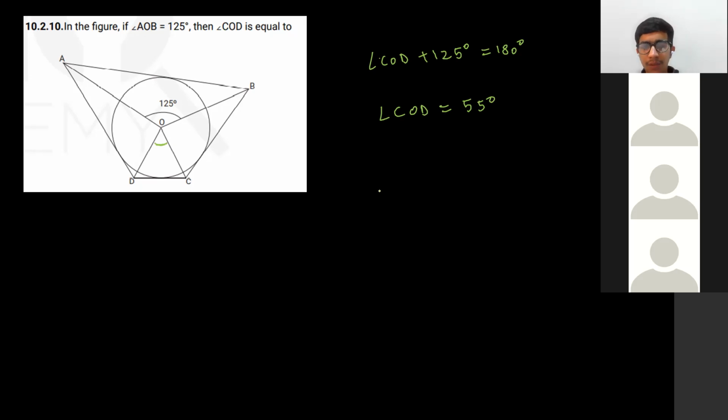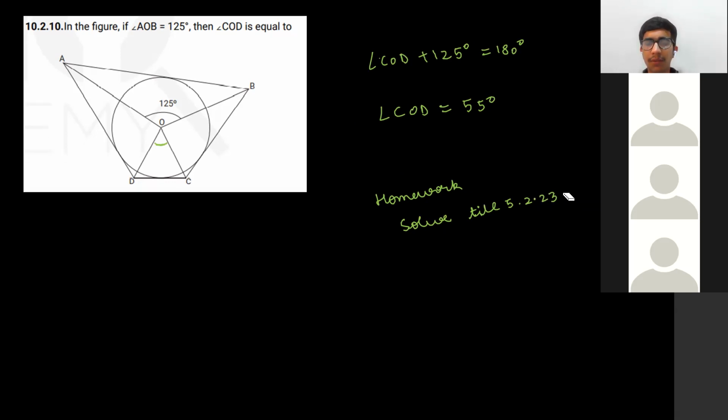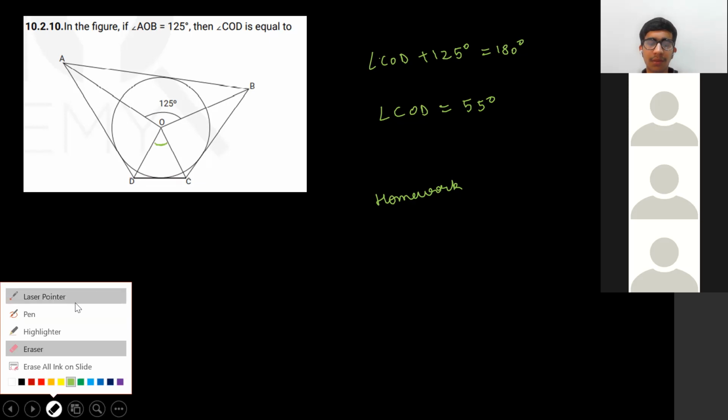And I guess you know your homework. The homework is you have to solve till 5.2.23. Okay. So we have to start solving from 5.1.1, right? Yeah, sorry, 10.2. You have to start solving from the first question and go up till the second level's 23rd question. Okay, sir. Okay.